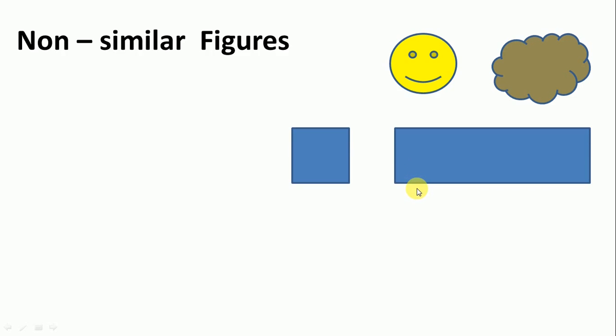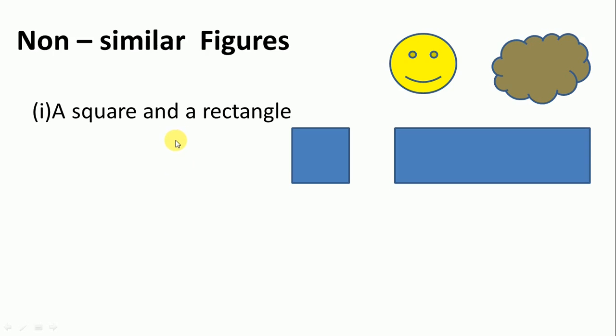For example, we take here a square and a rectangle. First we have to see the shape of the figure. The shape of the figure is different and the size of the figure is also different. So our first example is a square and a rectangle.